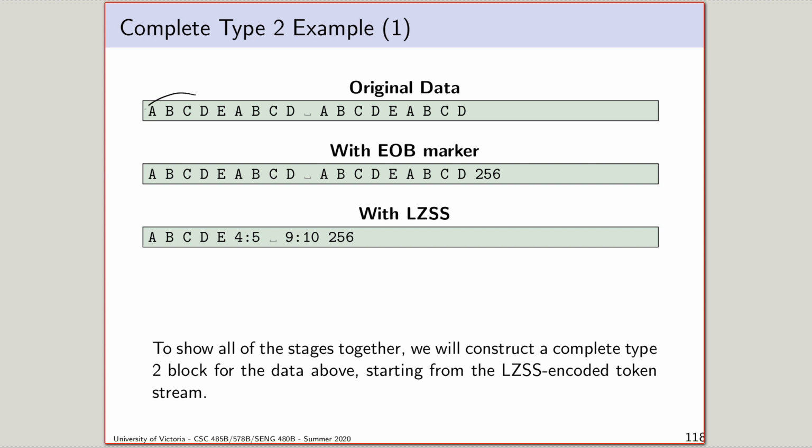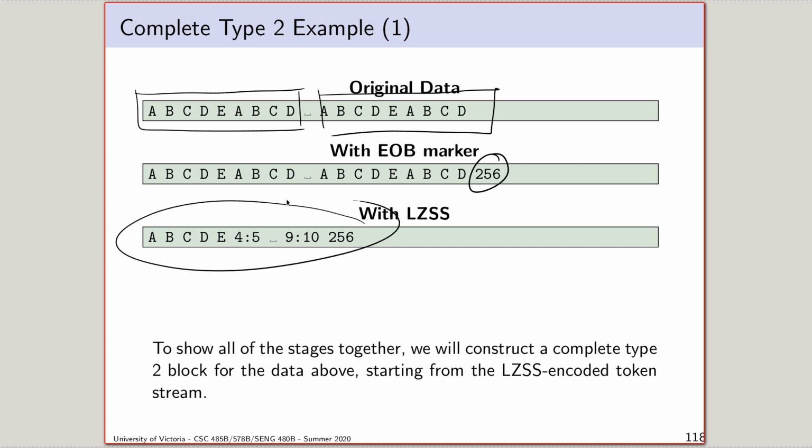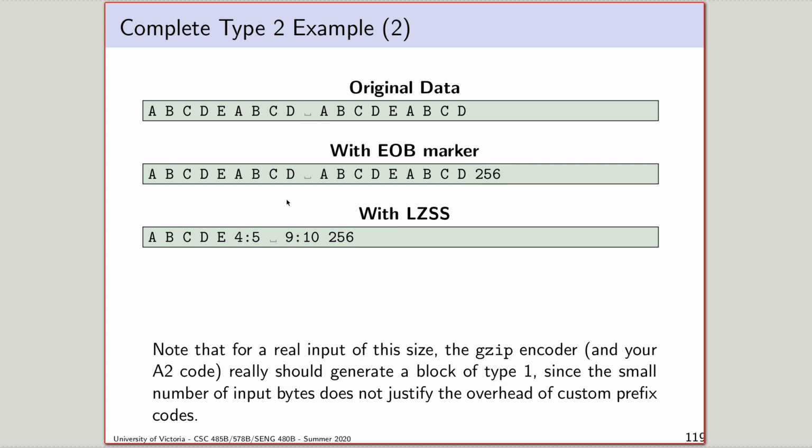We can see it's got quite a few recurring patterns, ABCD, ABCD, and then the entire first word appears again. And the goal there is to see as diverse a set of back references as we can get in a small example. So I add my end of block marker, and then I end up with this, with LZSS. So I've got some literals, I've got some length distance pairs, and I've got my end of block marker.